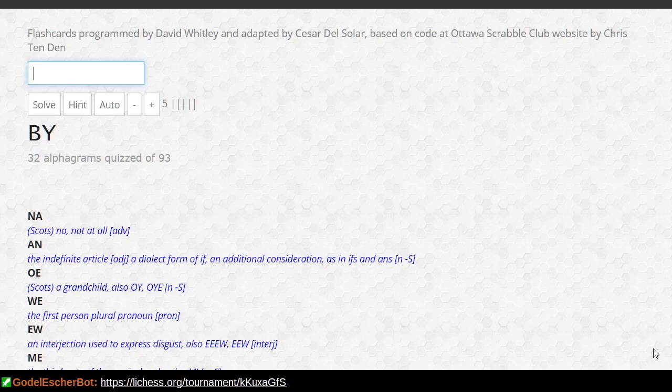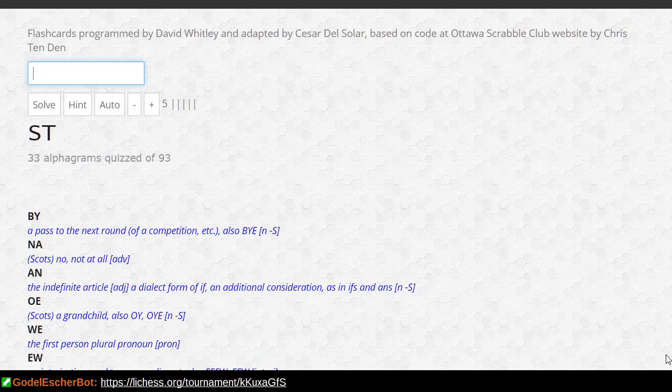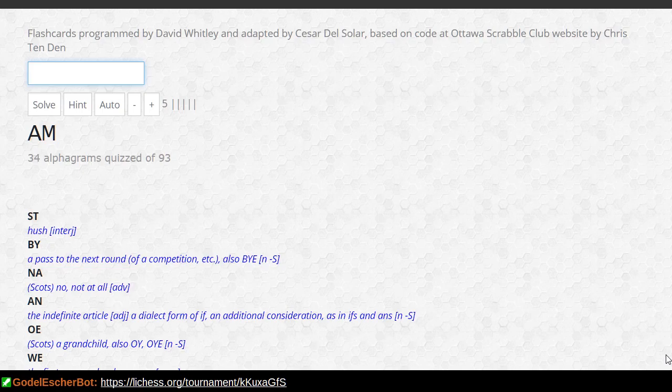Oh. Well, this is a different definition of nah. No, it's not. But it has this word Scots in front of it. All right. We know by. Huh. Are you kidding me? There's a word here. It's gotta be ST. But that's not SH. It's another word that means hush.